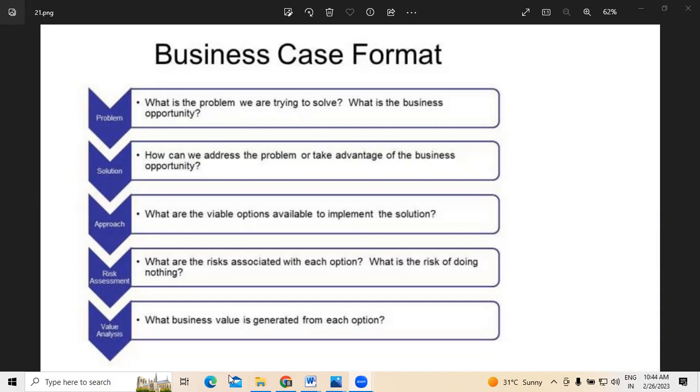This risk may be anything, because in the beginning of the class, one gentleman asked me about that, I've forgotten his name. So there are different types of risks involved. Based on that, risk assessment and risk resolution strategies, everything has to be made. Followed by this, what business value is generated from these options? Because at the end of the day, if there is no business value in the solution you provide, there will be no value for the solution.